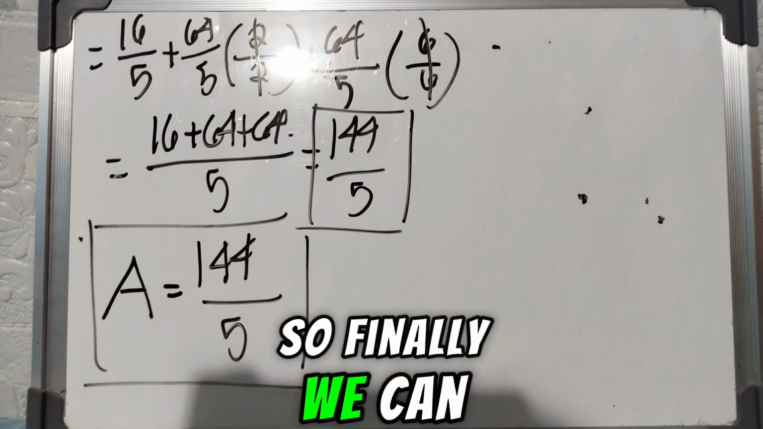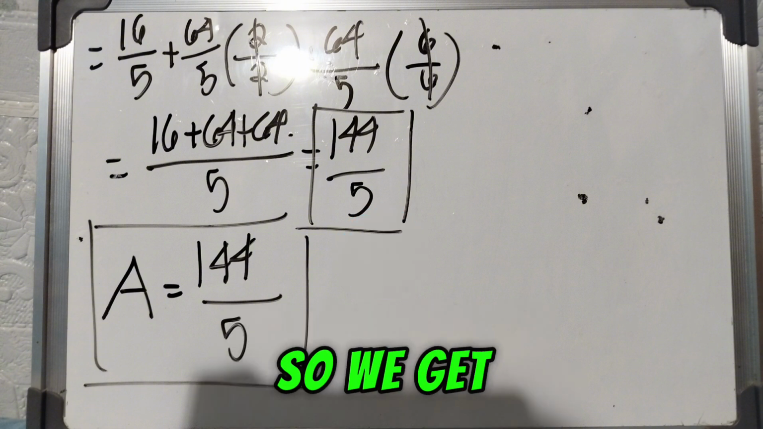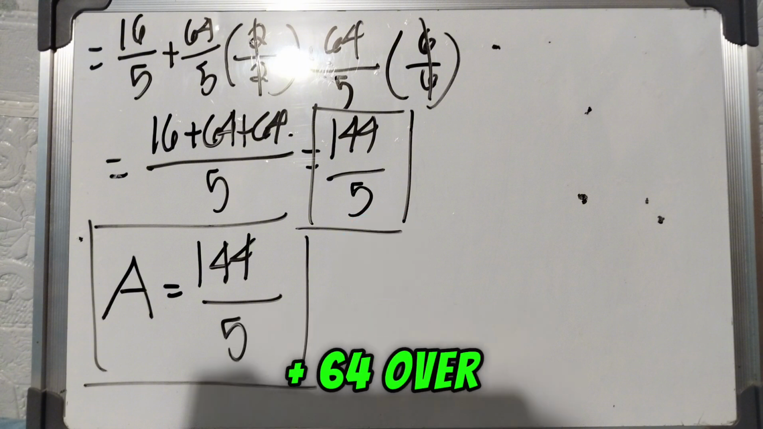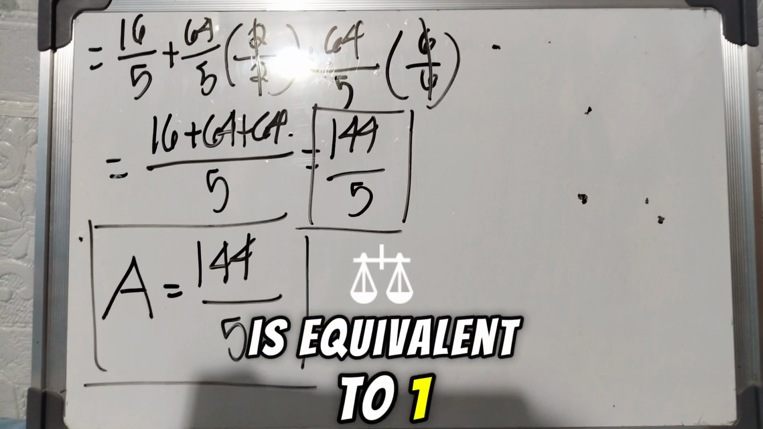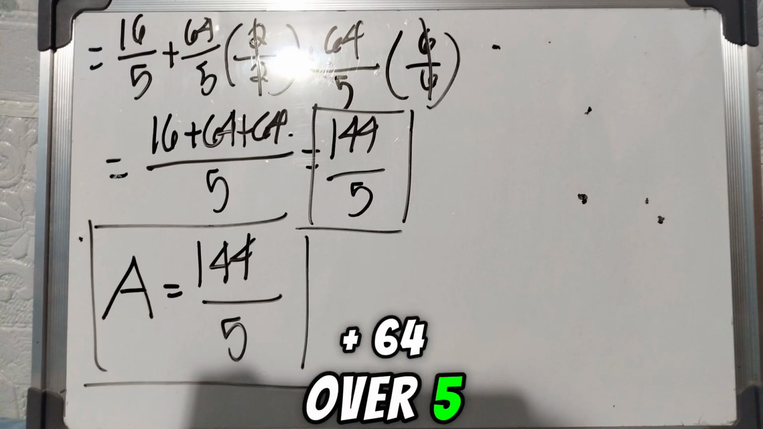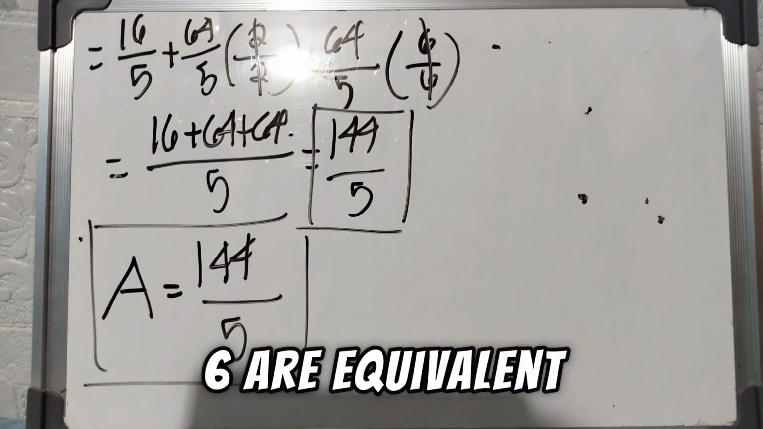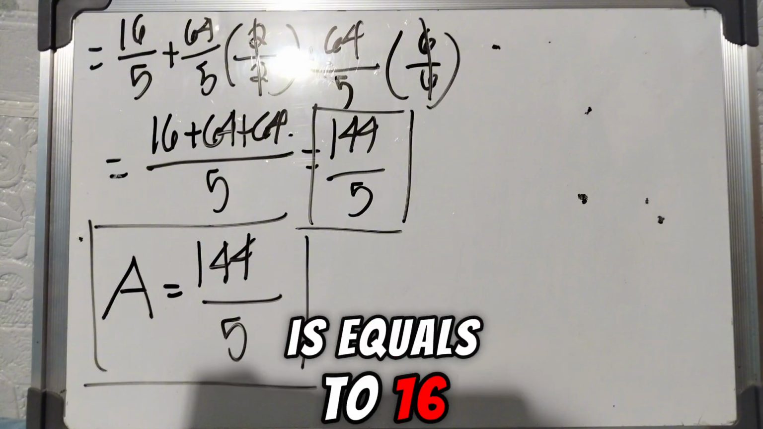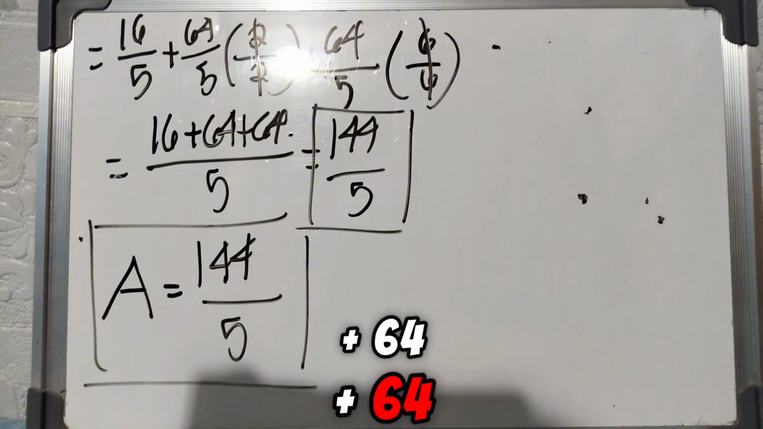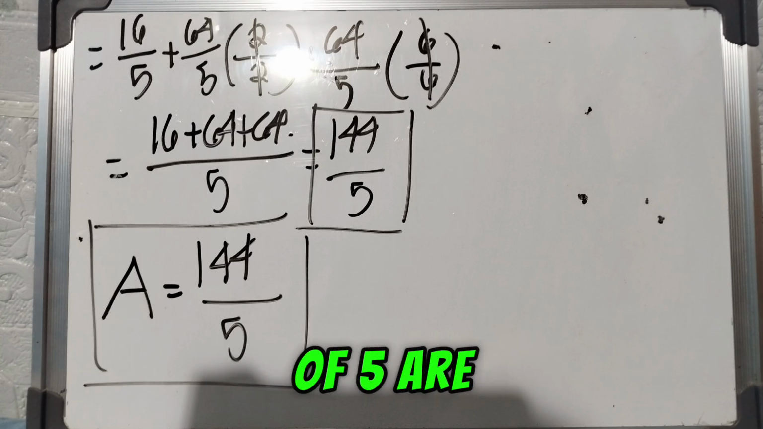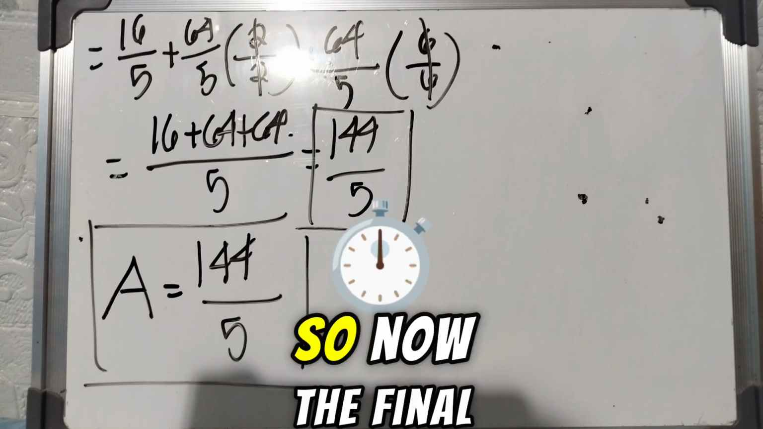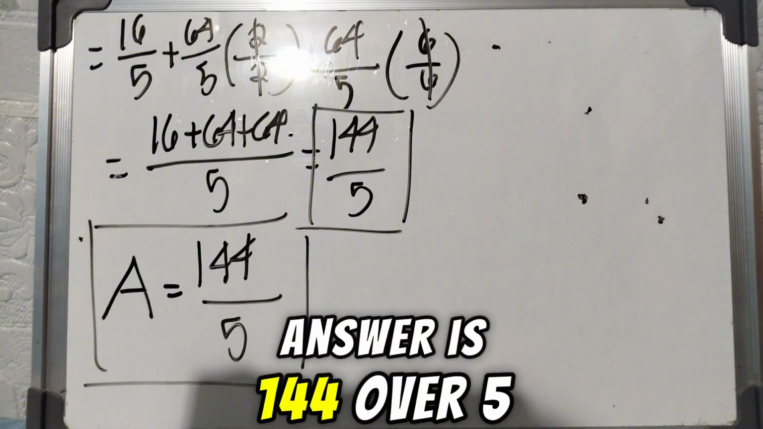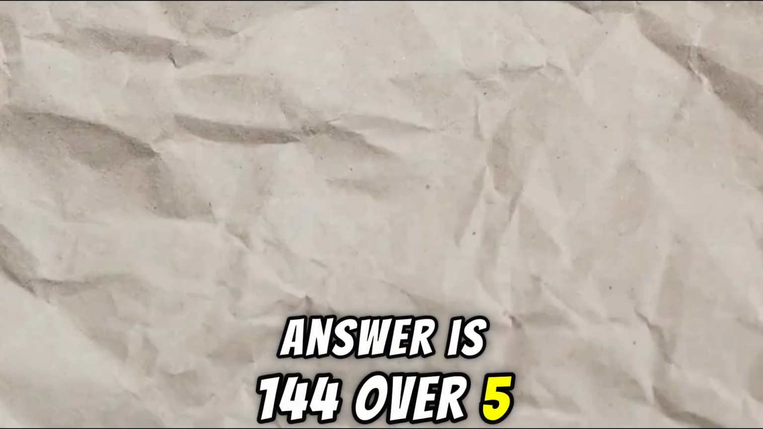So finally, we can now simplify those equations. So we get 16 over 5 plus 64 over 5 times 2 over 2, which is equivalent to 1, plus 64 over 5 times 6 over 6, which is equivalent to 1, is equal to 16 plus 64 plus 64 over 5, because the LCD is simply 5. So now the final answer is 144 over 5.